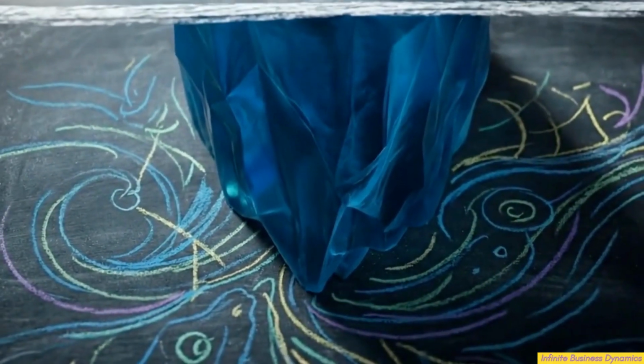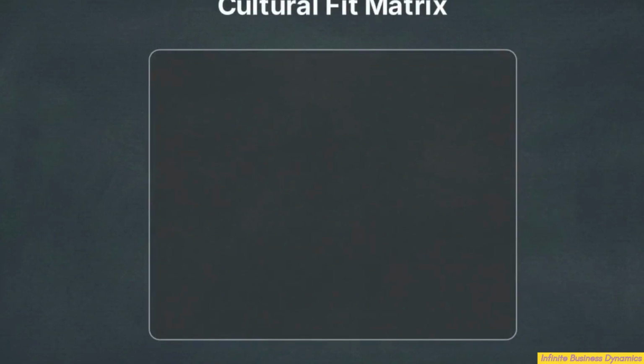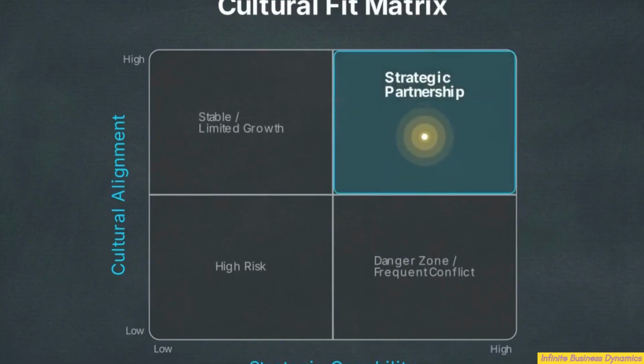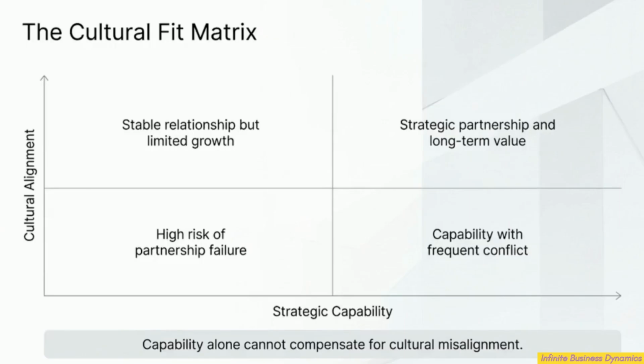When a complex global strategy fails during its implementation phase, it almost always crashes into these unseen, deeply rooted underlying assumptions. Evaluating a potential global partner requires measuring them along 2 distinct axes: their technical capability and their cultural alignment with your organization. Here we see the cultural fit matrix. If a partner is highly capable technically but suffers from low cultural alignment, they fall into the bottom right quadrant, resulting in a relationship defined by frequent conflict.